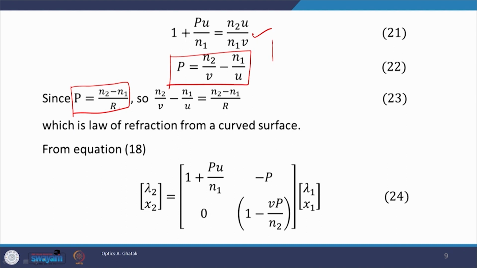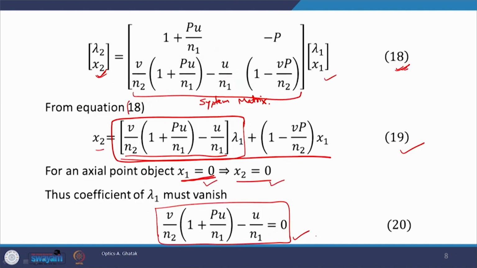Okay. We will substitute this expression of P into expression 22, and this will give equation number 23, which is N2 by V minus N1 by U is equal to N2 minus N1 by capital R, which is nothing but the law of refraction from a curved surface, which we have already derived. Yeah, N2 by V minus N1 by U is equal to N2 minus N1 by R, which is a relation which we derived in our previous classes for a curved refracting surface, where we just implemented Snell's law, and from there we derived this relation.